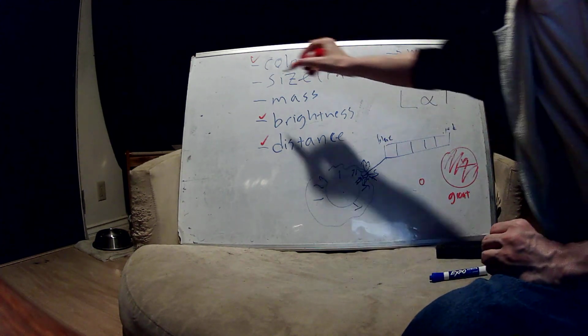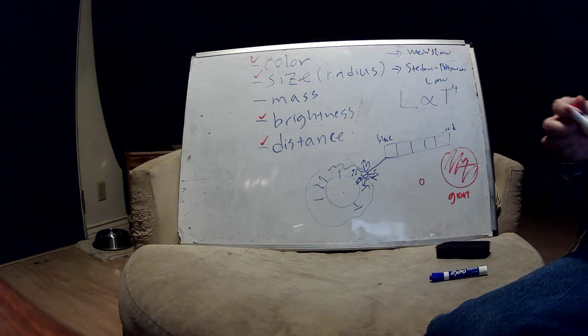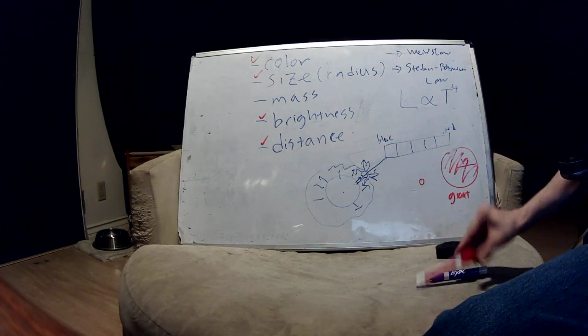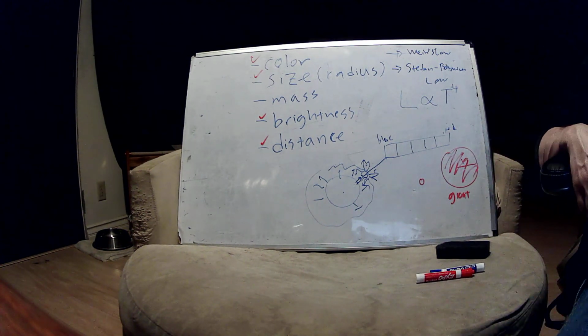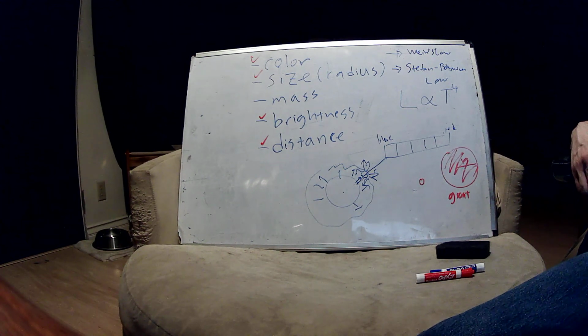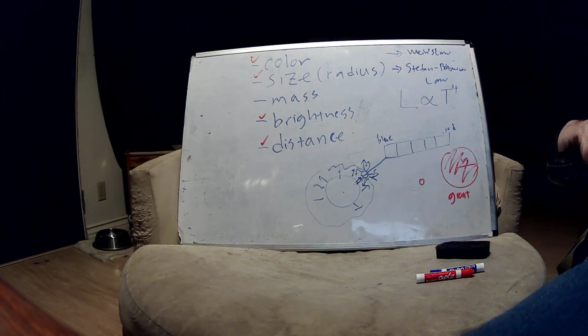Thus, these four pieces together have already shown us tons and tons of the major characteristics of main sequence stars. We'll save mass for next time.